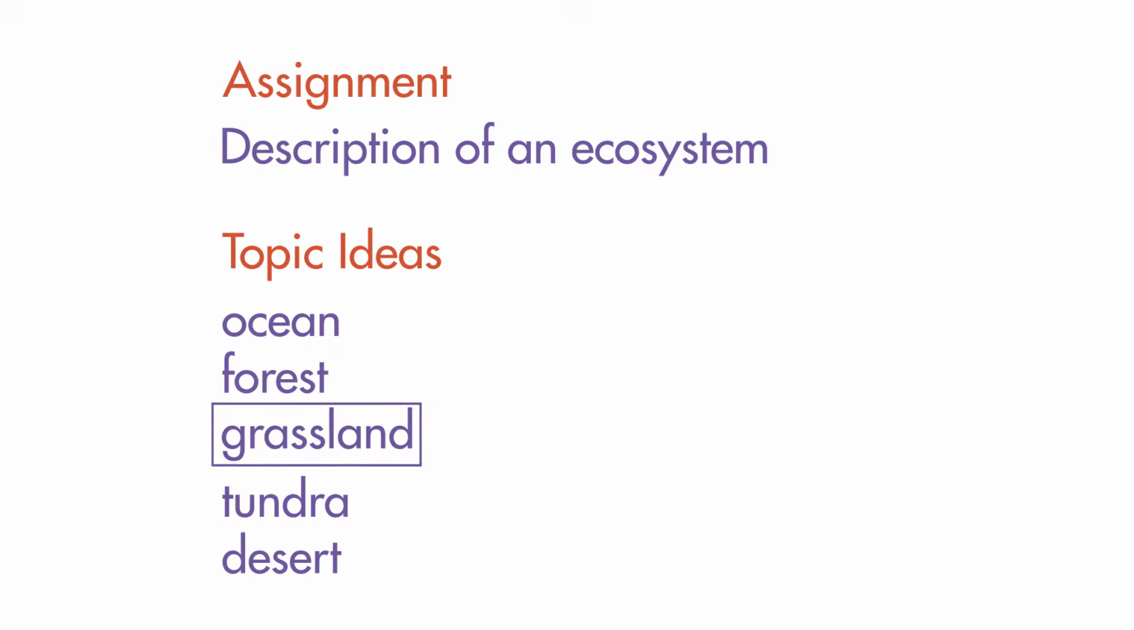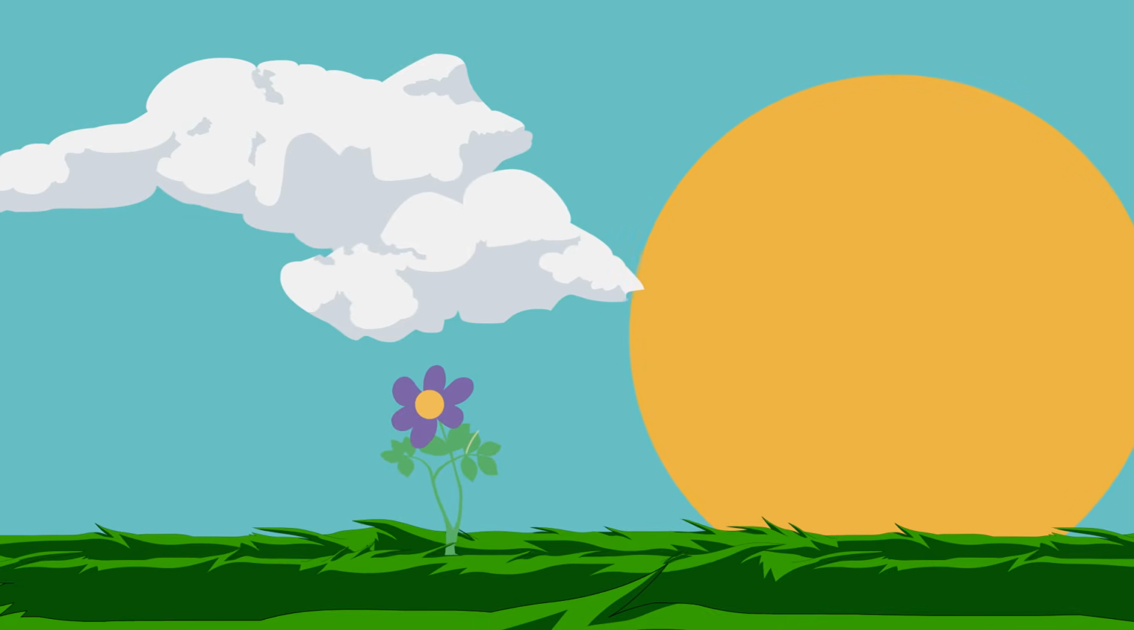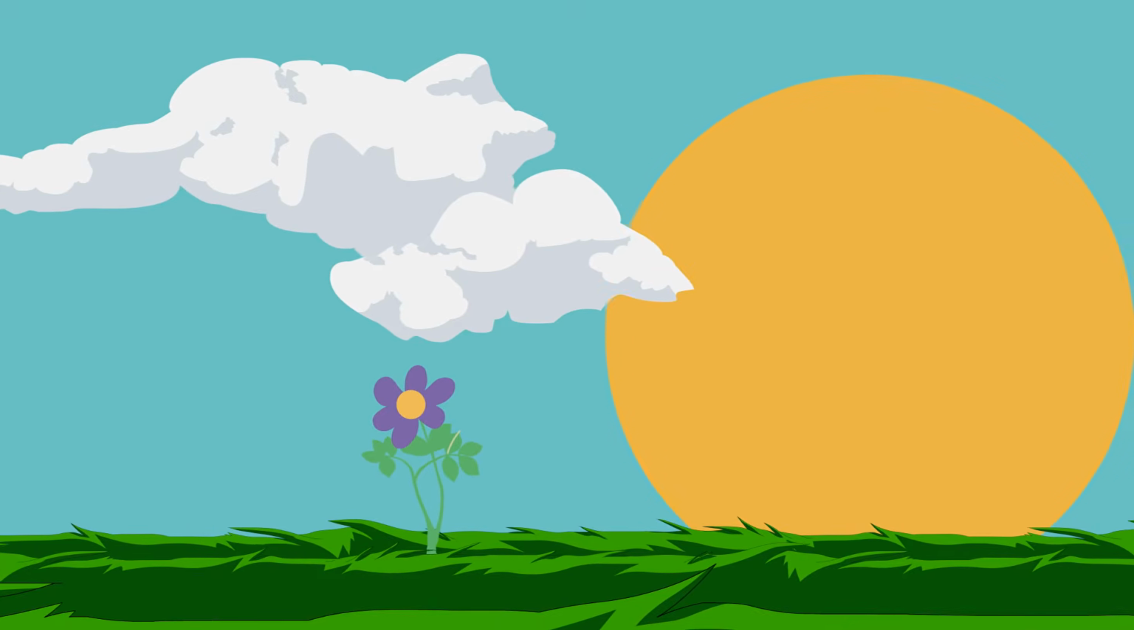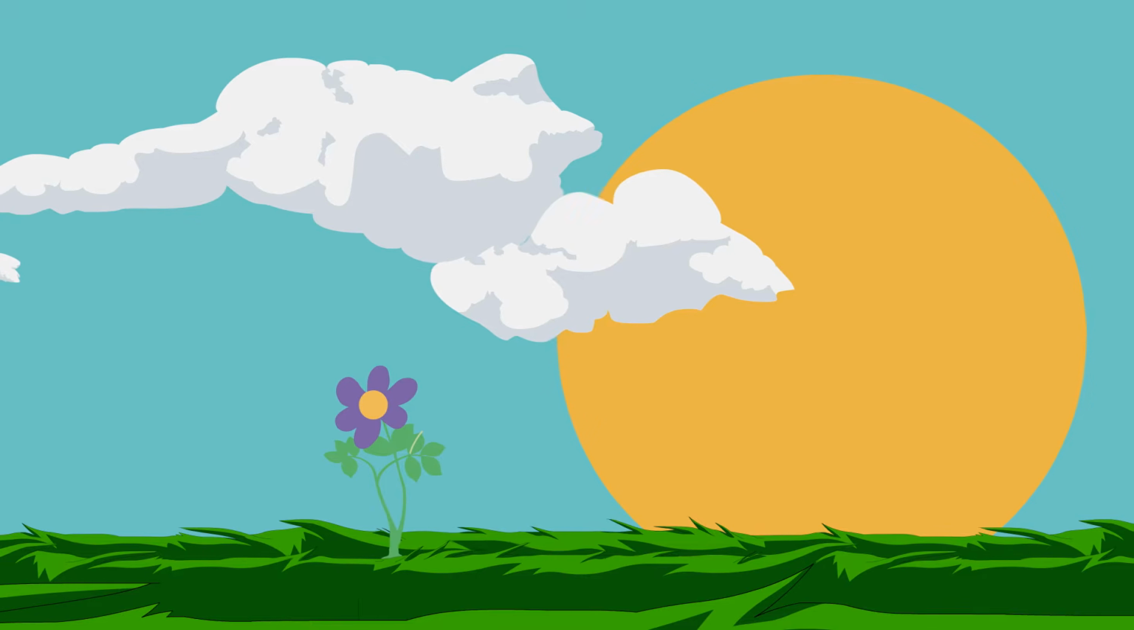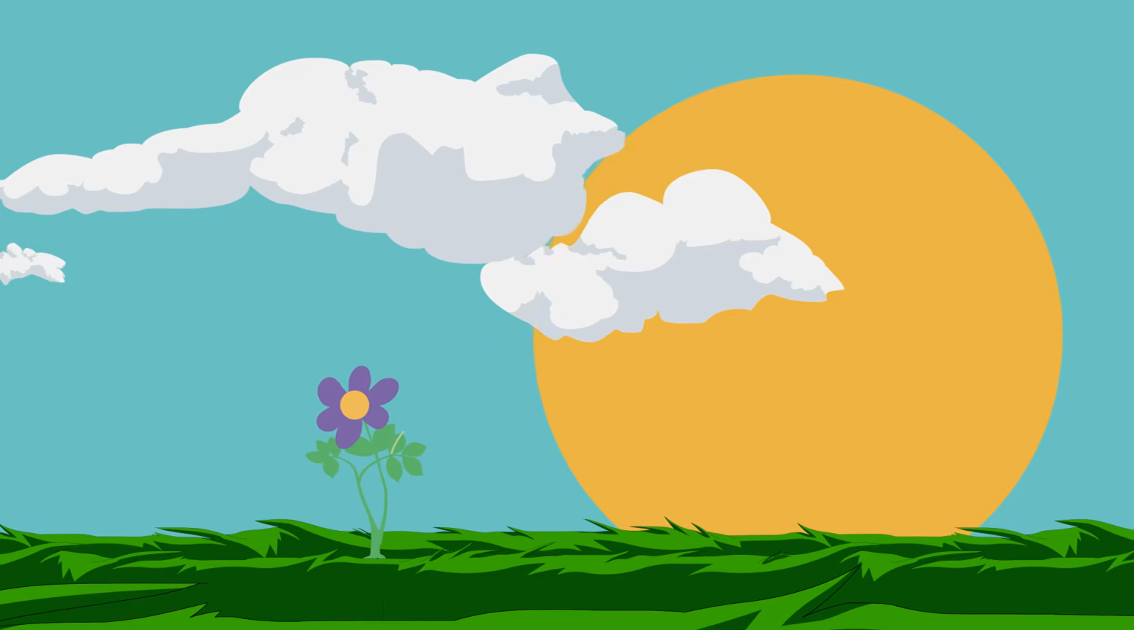Suppose you choose the grassland ecosystem. What's next? Free writing. Write down anything that comes to mind about your topic. Don't worry about grammar and spelling. Here is a free writing example.